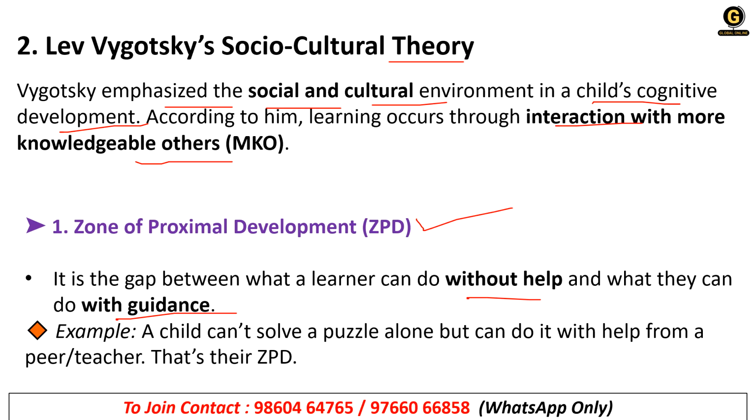Clear? And as a learner progresses, their ZPD, that means the zone of proximal development, shifts to more complex tasks. Clear? For example, a child can't solve a puzzle alone but can do it with help from a peer or teacher. That is their ZPD, zone of proximal development. Here the students will understand better with the help of others. They are becoming more knowledgeable by interacting with others. Clear? That is your first.